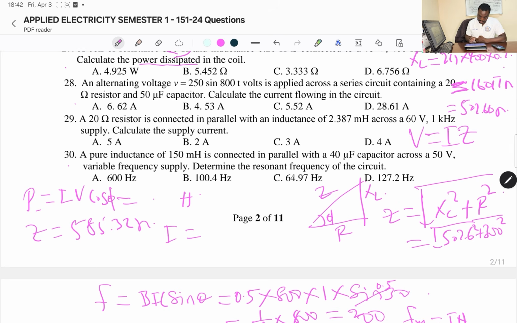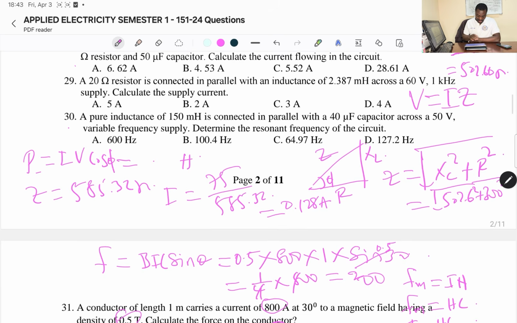With this, I can now get the current. The current here will be equal to the voltage, 75, divided by the impedance, which is 585.32. That gives me 0.128. So that is the current.